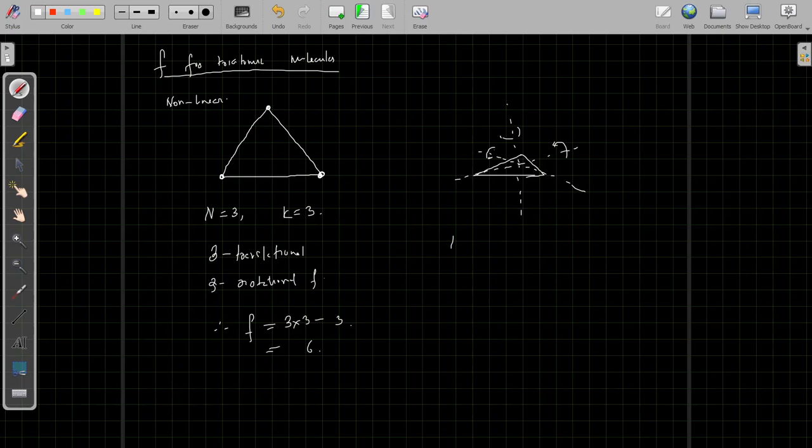So for linear molecules, here it will be clear. Linear molecules means we can have a system like this. These are all linear molecules. And the best example would be HCN. Okay? Or CS2, CO2. In this case, what do you think would be the degrees of freedom?